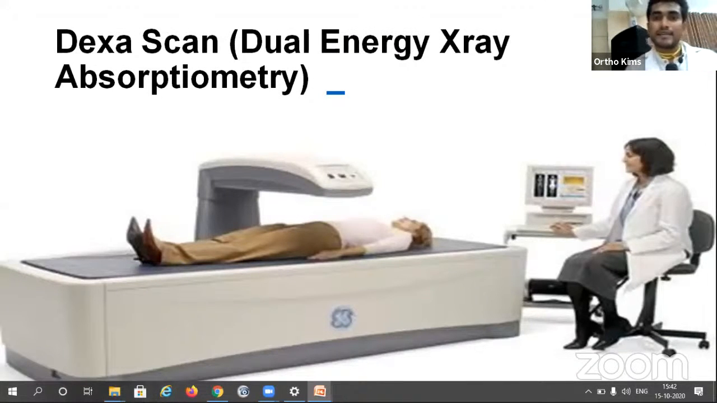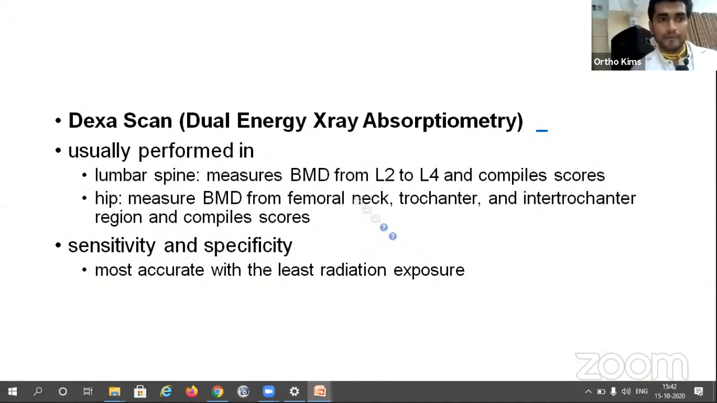This is DEXA scan, that is dual energy X-ray absorptiometry. It is usually performed in the lumbar spine, measuring bone mass density from L2 to L4 and compiles a score. In the hip, it measures bone mass density from the femoral neck, trochanter, and intertrochanteric region and compiles a score. Most accurate and least radiation exposure.